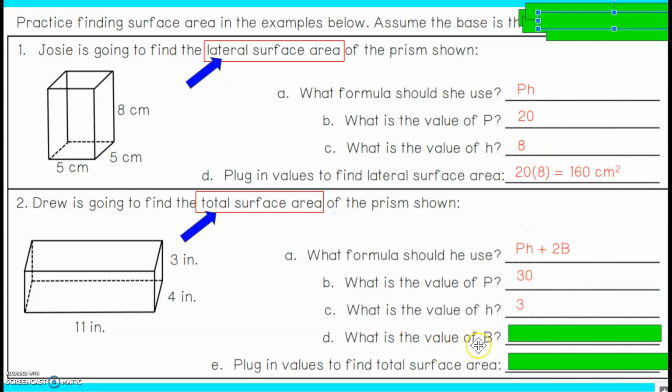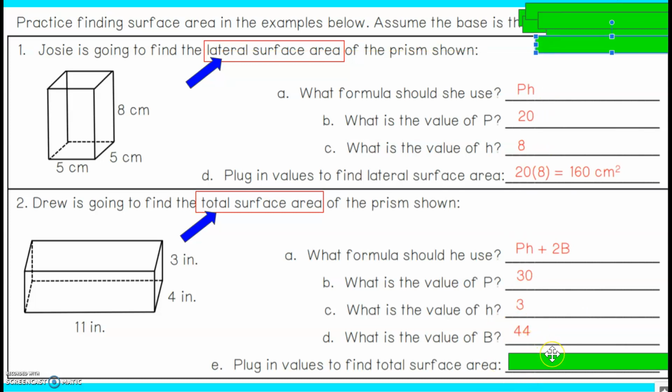Well, now we need to find capital B. And capital B stands for the area of the base. So I'm looking at a rectangle. How do I find the area of a rectangle? Base times height. So I'm going to multiply 11 times 4, or 4 times 11. It works out the same both ways. And I'm going to get that the area of the base of my figure is 44.